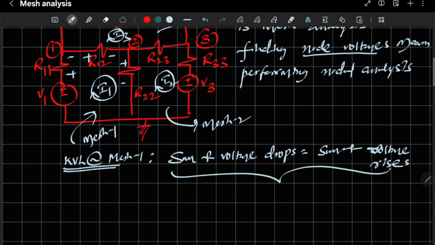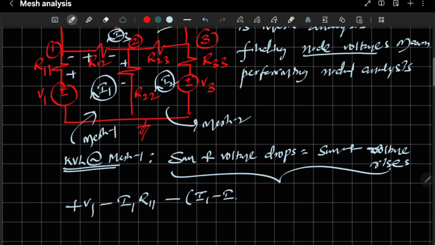But the current in R22 is not just I1. Okay, current in R22 is I1 minus I2. Current in R12 is I1 minus I3 because that is related to meshes 1 and 3. But what is the current in R11? Only I1. Current in V1 is only I1. Now you are able to write the exact KVL expression. I am using the definition now: the sum of all the algebraic voltage drops in a loop is equal to 0. So plus V1 minus I1 into R11 minus, what is the current in R12?